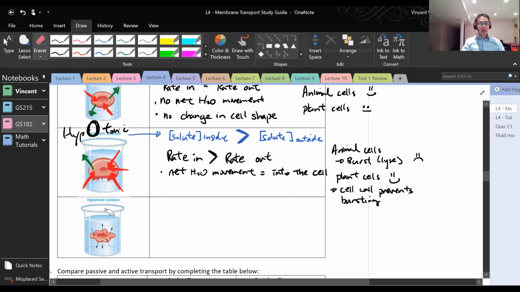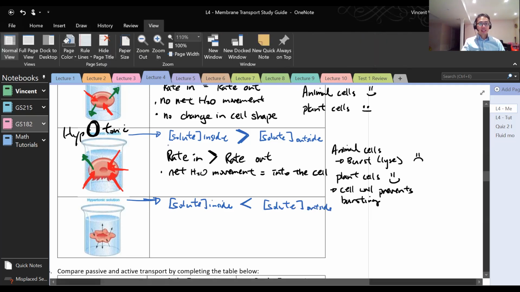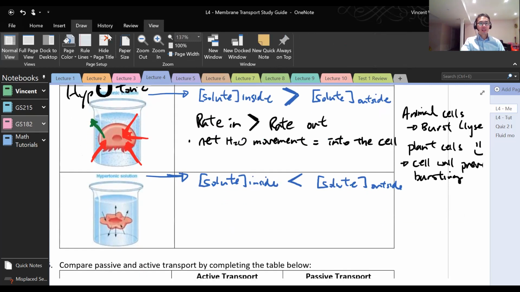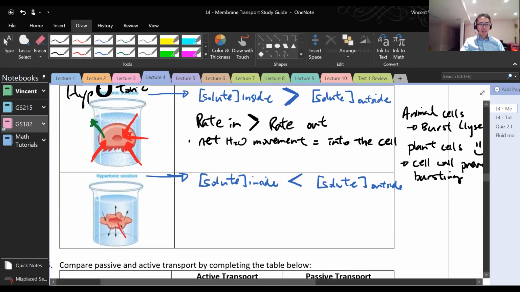Okay. The opposite of hypotonic is hypertonic. Okay, hypertonic is when the concentration of solute inside is less than the solute concentration on the outside. Okay, so in this case, the rate at which water comes in is less than the rate at which water is leaving. All the water is trying to go outside and balance out the salt concentration.